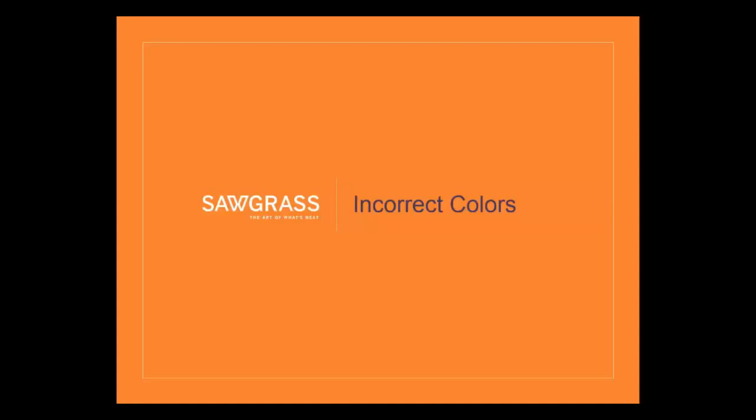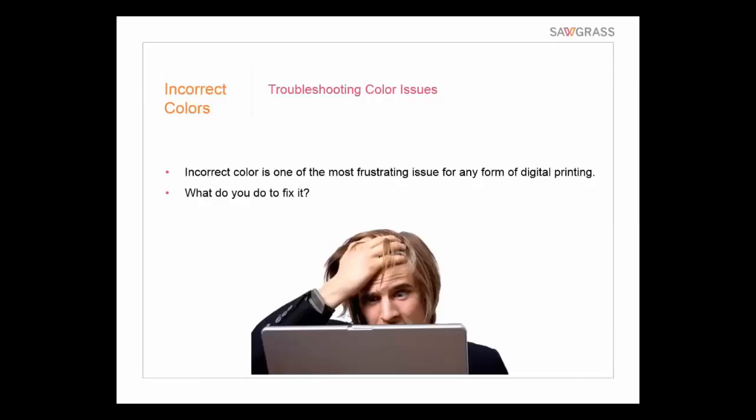So let's start with the color issue, specifically incorrect colors, okay? How do you troubleshoot this? Well, it's one of the most frustrating issues in any form of digital printing, not just sublimation, because there are so many different variables. For example, if you took the same image and printed it out on a sublimation printer and a DTG printer, I guarantee the colors will be different, even though it was the same image, and that's how the systems are processing the ink. You know, there are times when you can put the same image in two almost identical printers and still get a little bit of variation.